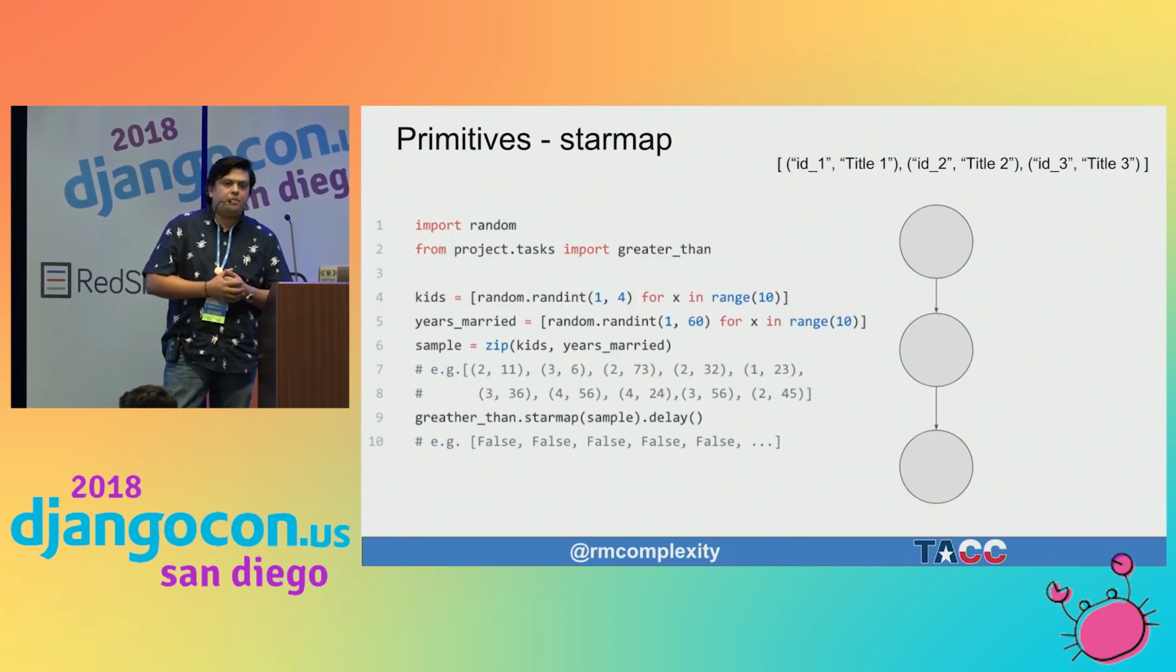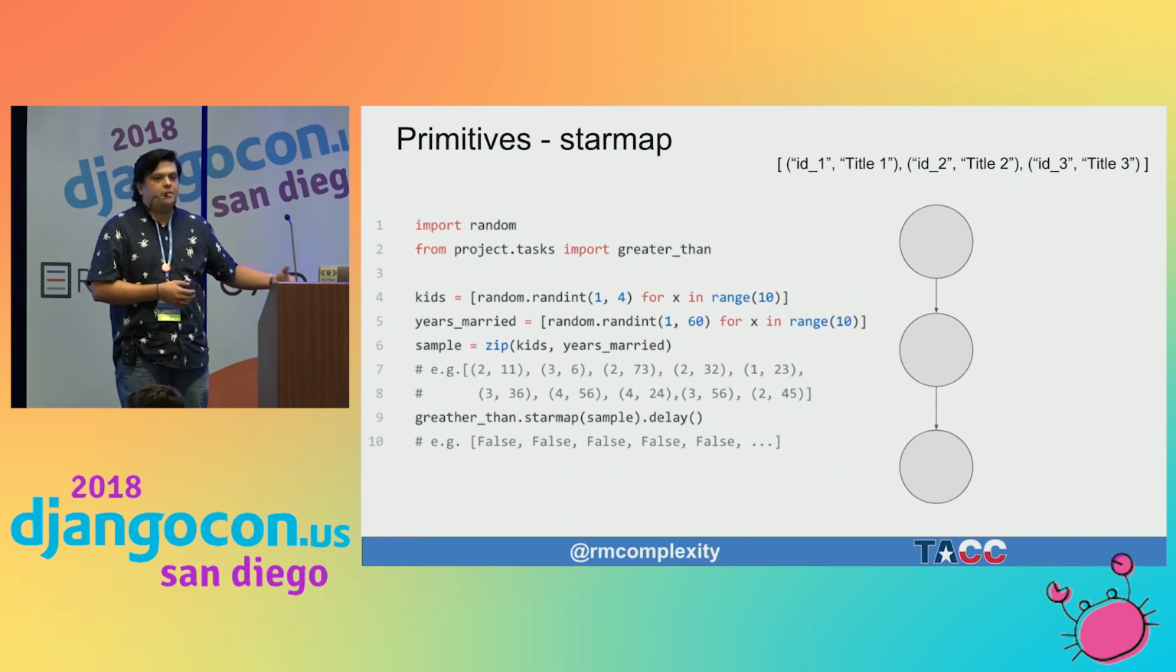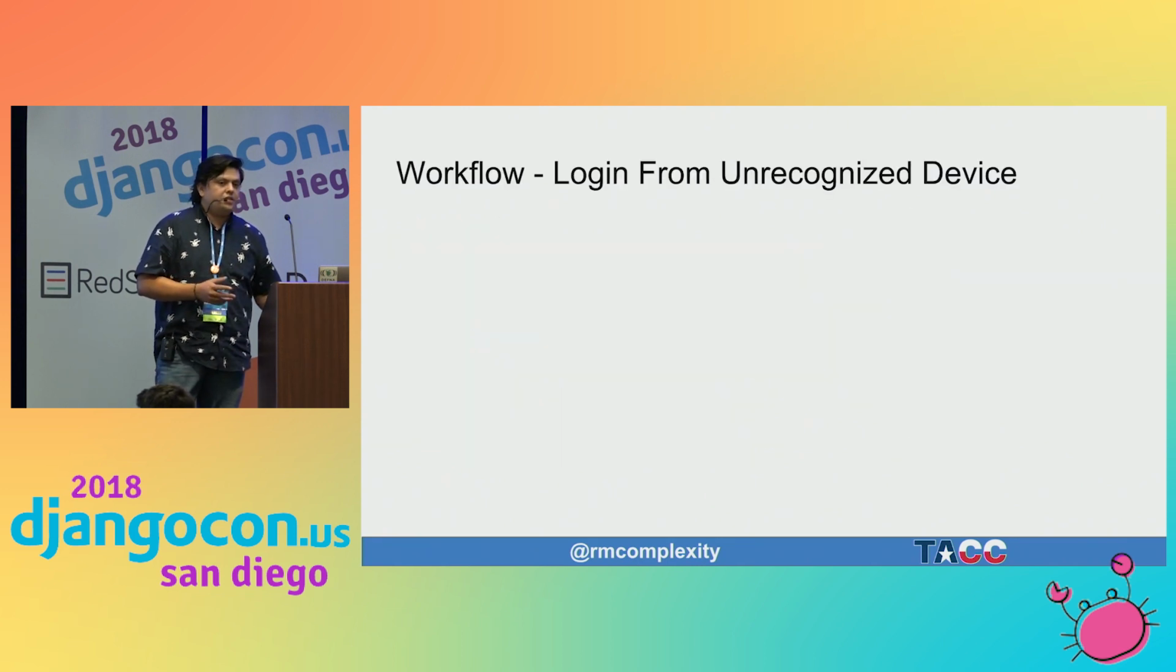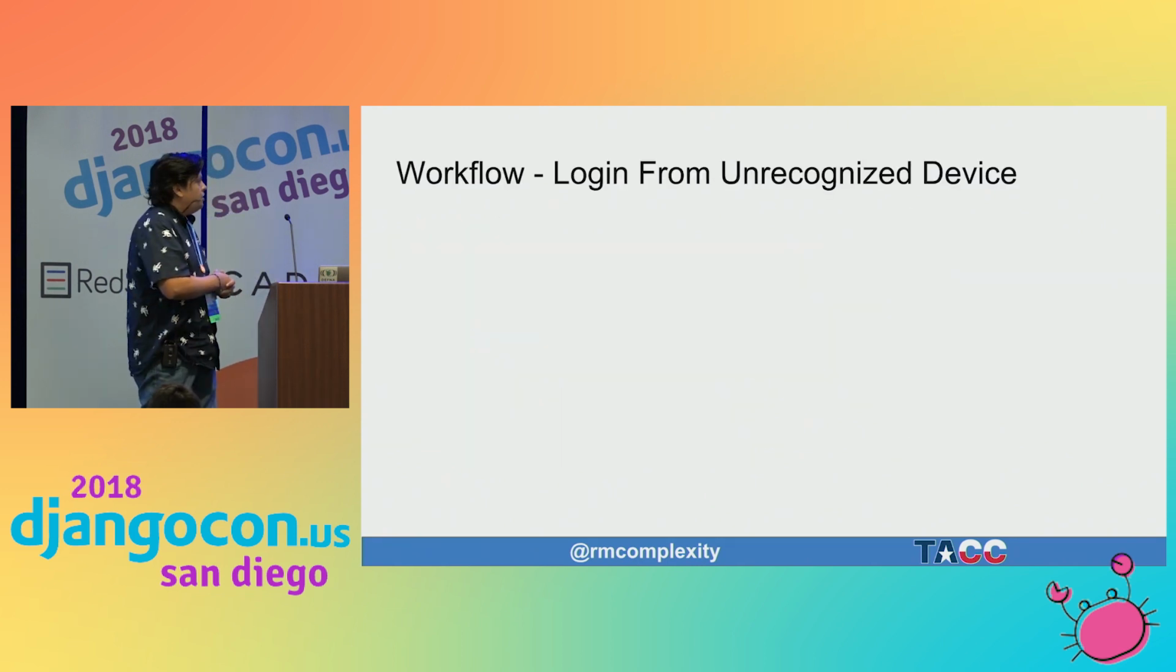And we also have starmap, which is basically the same thing as map, but is used whenever each one of the elements in the array is another iterable. So let's start. Let's see which kind of workflows we can create from this.